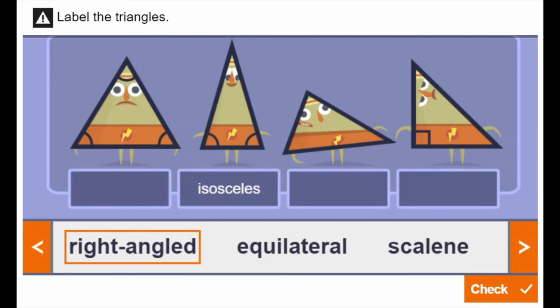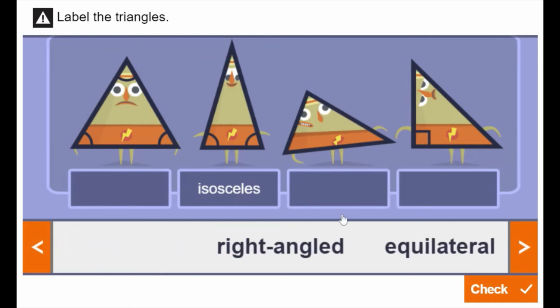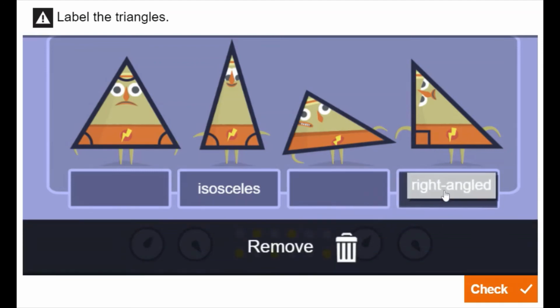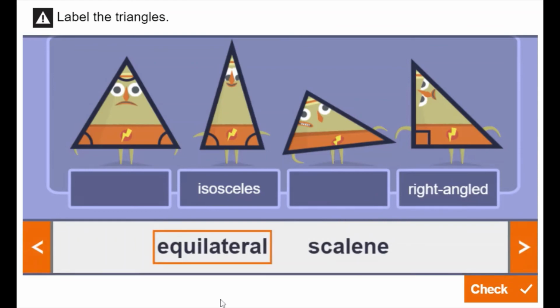Now I've got 3 more to sort. Now this one over here has got a right angle, and it's given the game away slightly because it's even drawn in the corner down here, the right angle, the proof that that's a right angle, the little square. And so that's definitely a right angled triangle because it has a right angle.